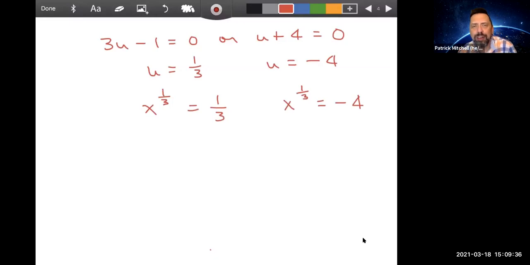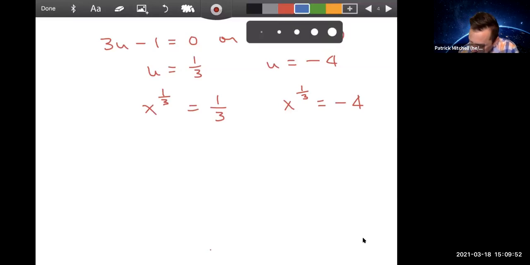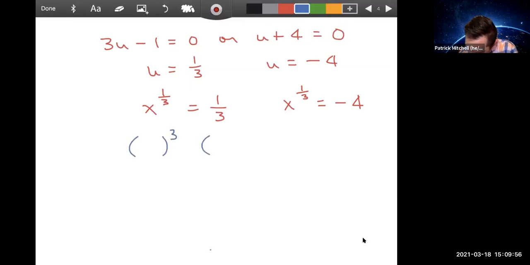And how do you solve a radical equation? How do you eliminate the radical? By applying the appropriate power, remember? So to get rid of a 1/3 power, which is the same thing as a cube root, we are going to take the third power of both sides. And we'll do that to both equations.